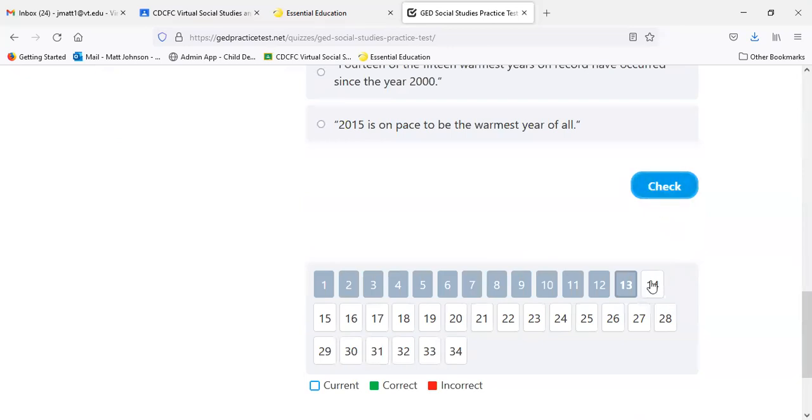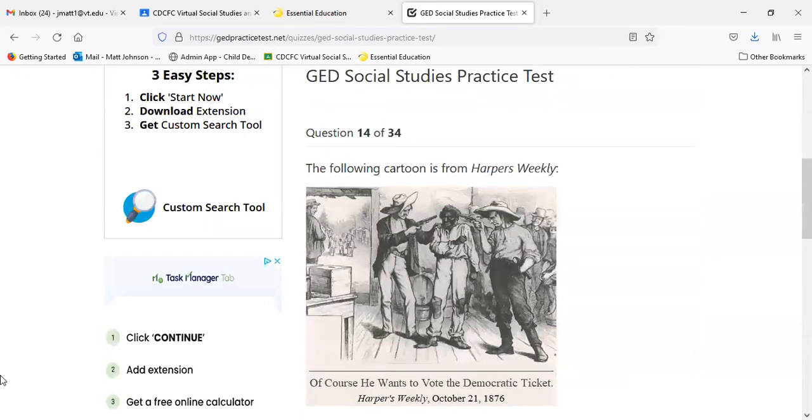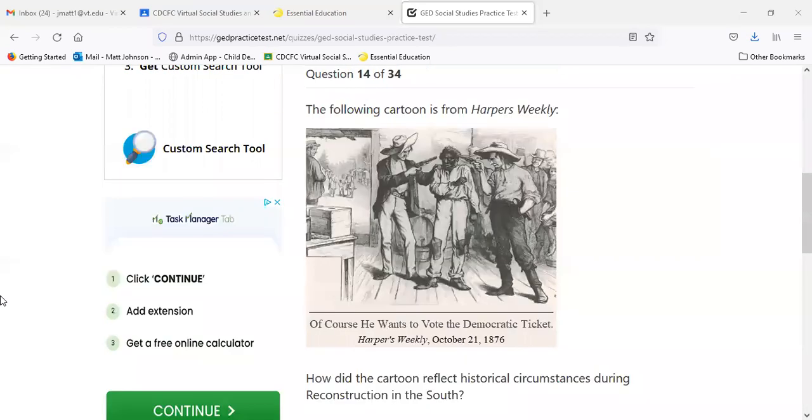We're not going to get through these. Let's go ahead and do one more. Oh, we may have looked at this before too. I know we looked at some political cartoons. So this is a political cartoon from Harper's Weekly, a magazine or newspaper in the 1800s. So let's see here.